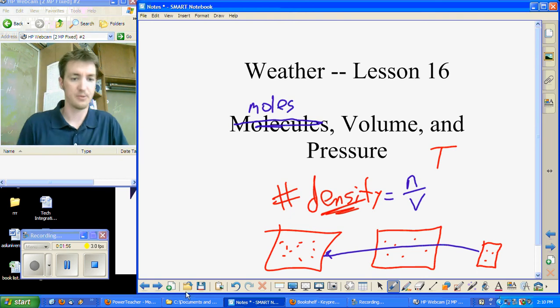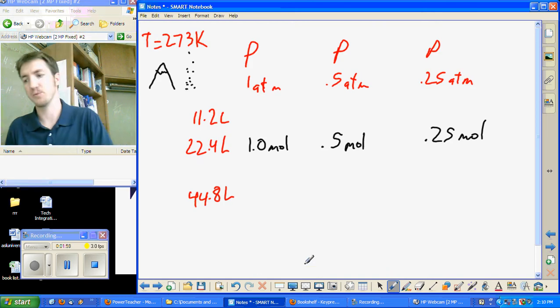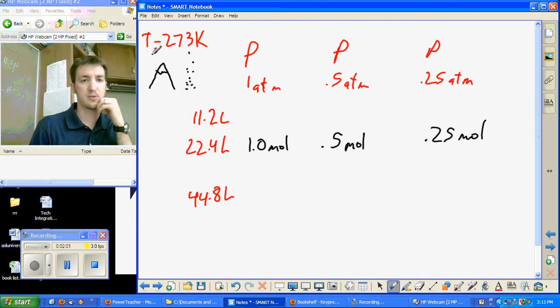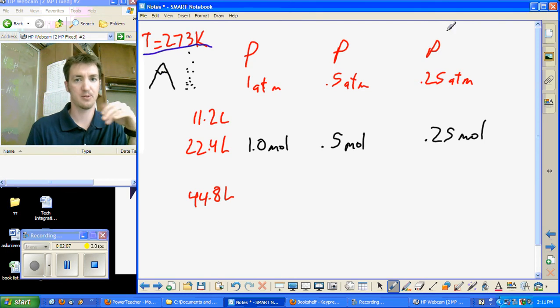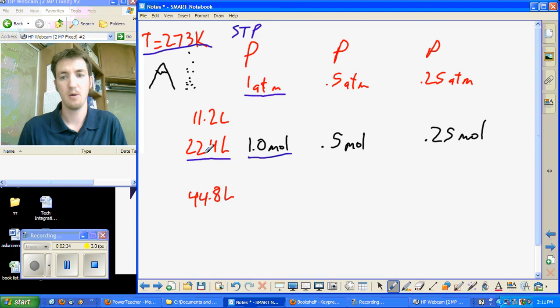So first off, just looking at the table, just analyzing that. The things they start you off with: temperature is 273 Kelvin. It's going to stay. This is the standard temperature. So if you have 273 Kelvin on all of these, but then you have one atmosphere here, that means this is at STP, standard temperature and pressure. So we already know from Avogadro's law, if I have one mole of gas at STP, so one atmosphere, 273, the volume would be 22.4 liters, and that's what this shows.